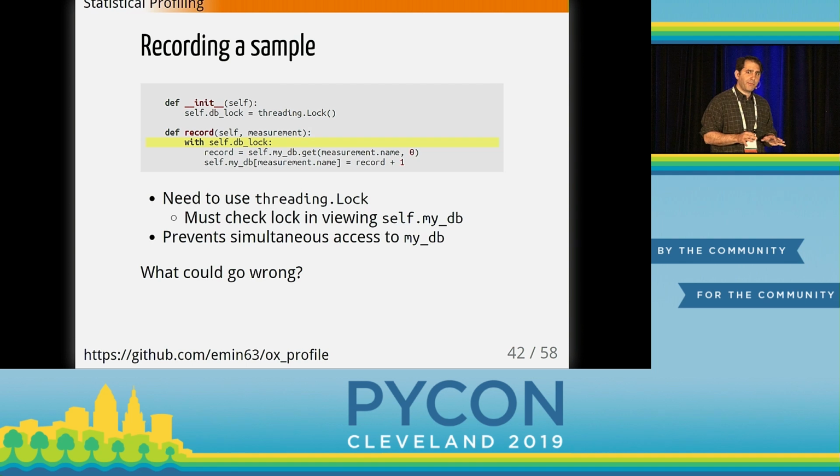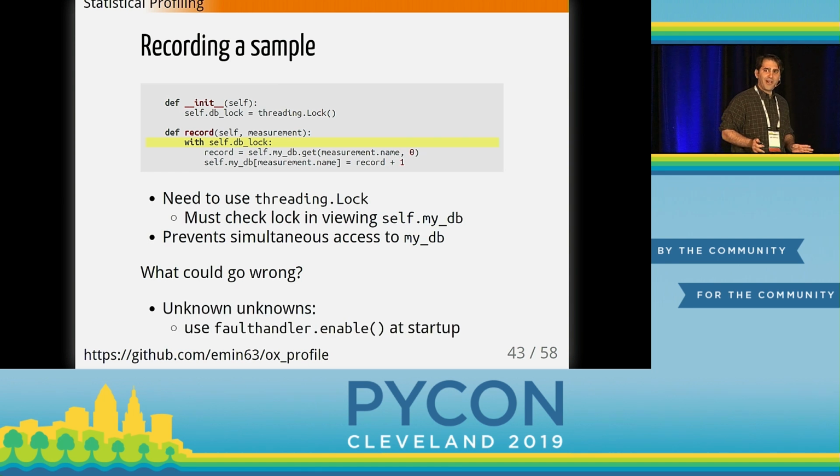Seems like we're being pretty paranoid here for multi-threading. So what else could go wrong? No guesses? I don't know what else could go wrong. There's always unknown unknowns. So one other thing I would suggest anytime you're doing multi-threaded programming is use faulthandler. It's this nifty little module: if you call faulthandler.enable when you start your program, then if you have some really bizarre crash, it'll still print out some basic debugging information.